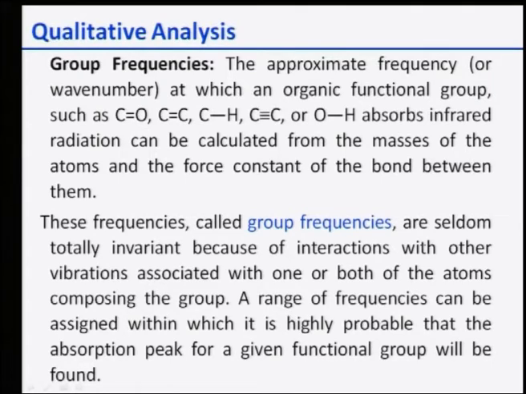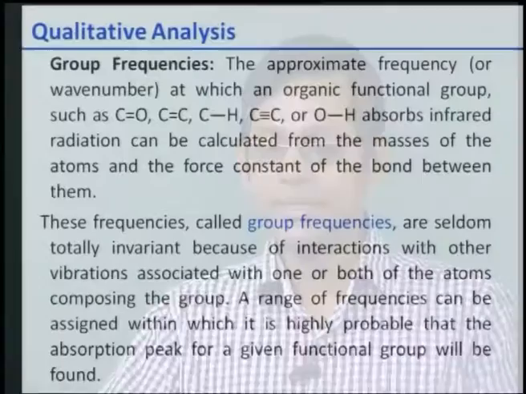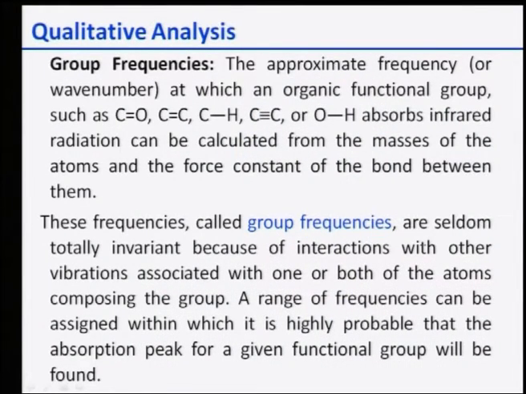In the first step we measure the functional groups by looking at group frequencies. Let me explain what group frequency is. Group frequency means the approximate frequencies, or wave numbers, at which an organic functional group, be it a ketone, a C=C double bond, a C-C single bond, a C≡C triple bond, or an OH bond, absorbs infrared radiation. These can be calculated from the masses of the atoms and the force constants of the bonds. Knowing the masses of the atoms and the force constants, we can calculate the frequency approximately, and that is what is known as group frequency.